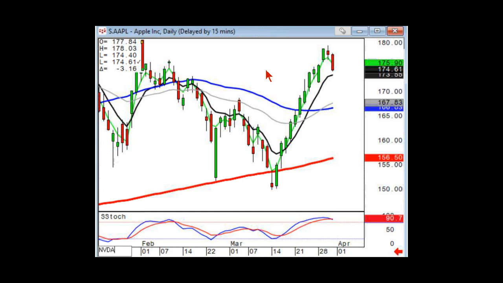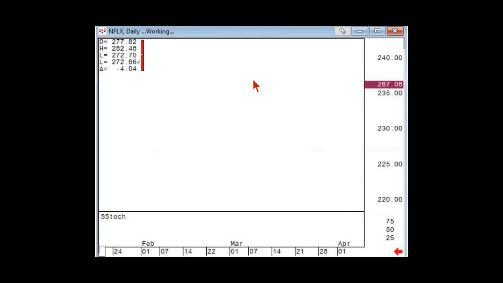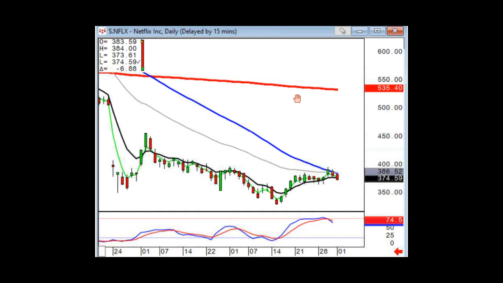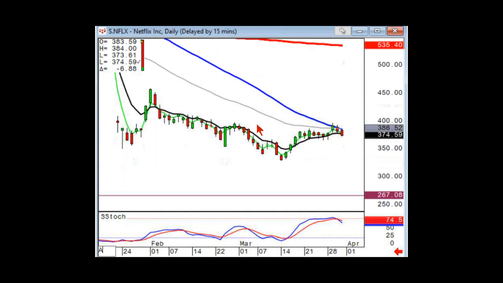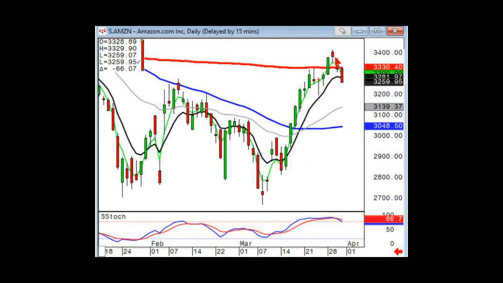First target is the T-line. NVIDIA, evening star signal, came right back down to the T-line. Now you have to watch to see where it trades tomorrow. If it trades lower, they're going down further. You can see the failure of Netflix right at the 50. Amazon, kind of an evening star signal failure.